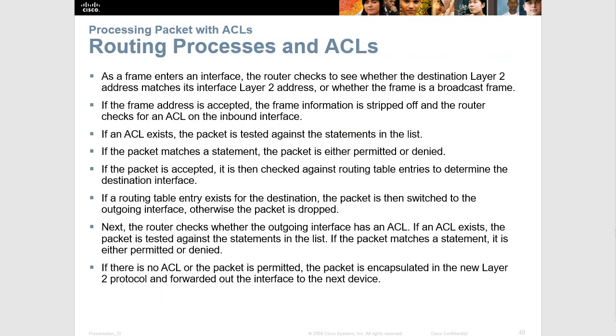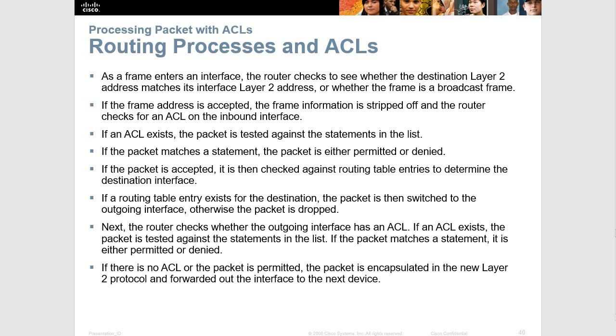So here we have the routing process and ACLs. It has some general things about the routing process as it accepts a frame and checks the MAC address to see that the destination MAC address matches the router. If it does, it's going to strip off the frame information and test that packet against the ACL on the inbound interface. If an ACL exists, it'll be tested against that packet, and if there's a match, it'll either permit or deny based on that match.